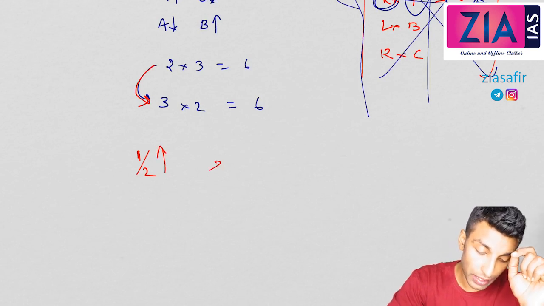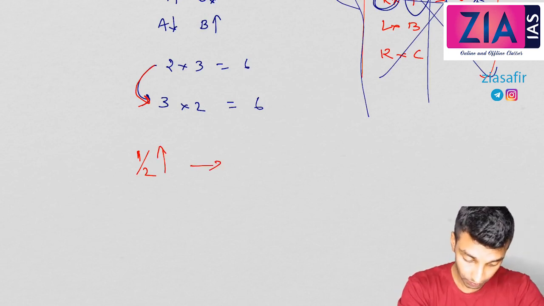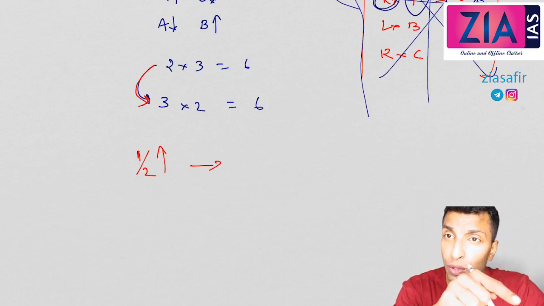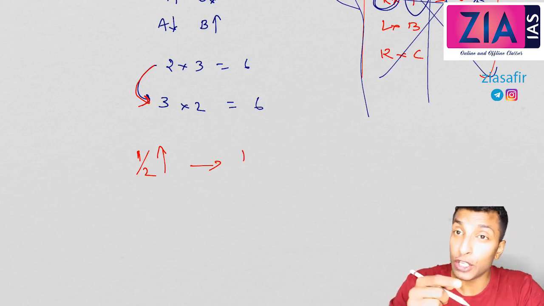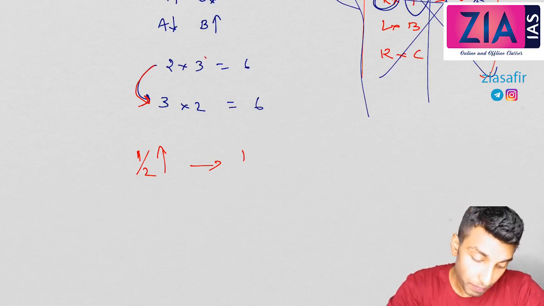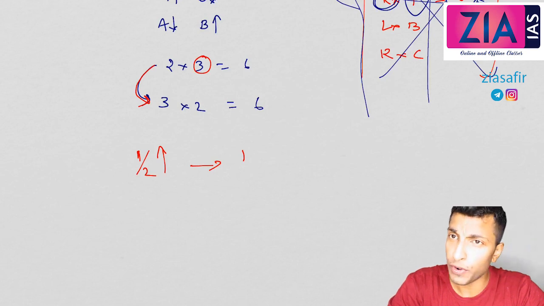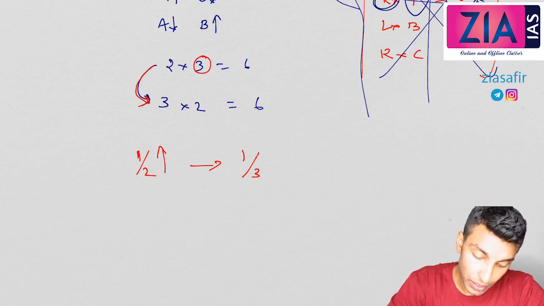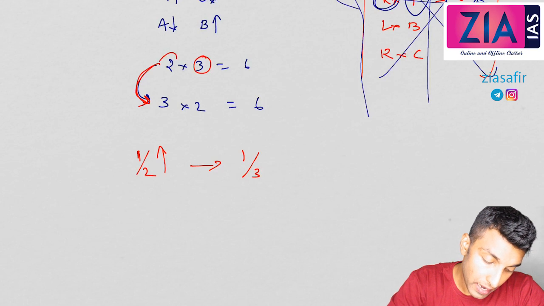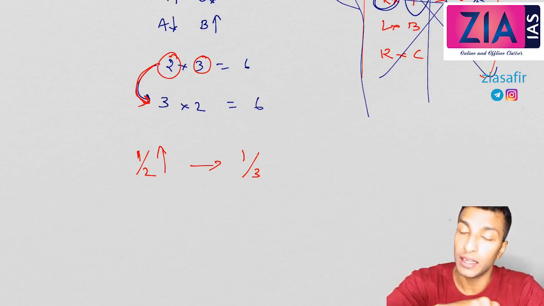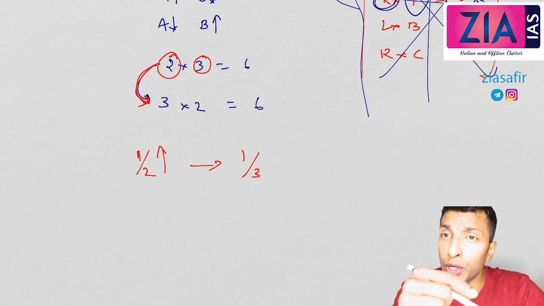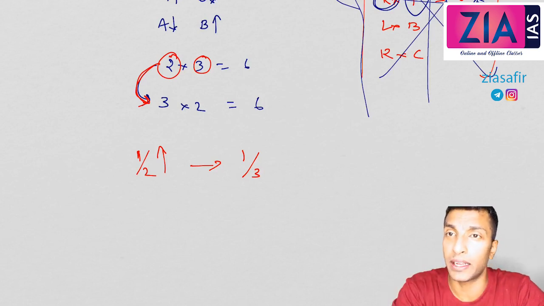So 1 by 2 increase led to how much decrease here? 3 to 2. 3 became 2. So 3 to 2 decrease is 1. So 1 is the decrease. On top of, from where that decrease happened? From here. From 3 that decrease happened. So that is your base. So here 1 is the increase on top of 2. In the next case, 1 is a decrease on top of 3. So we can understand here 1 by 2 increase led to 1 by 3 decrease.